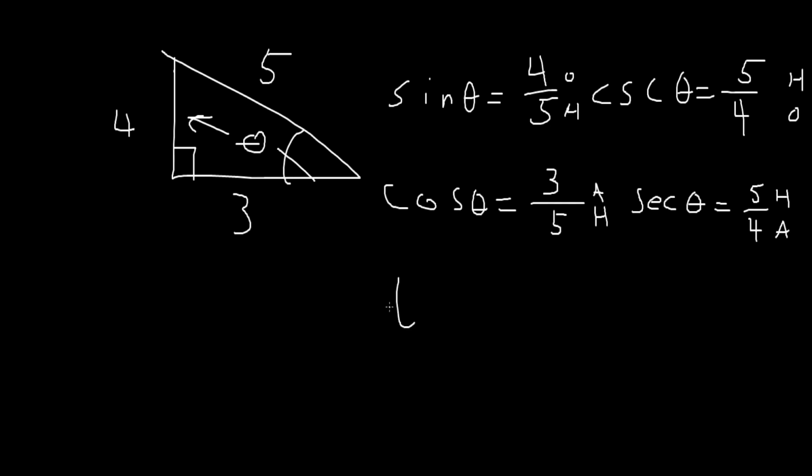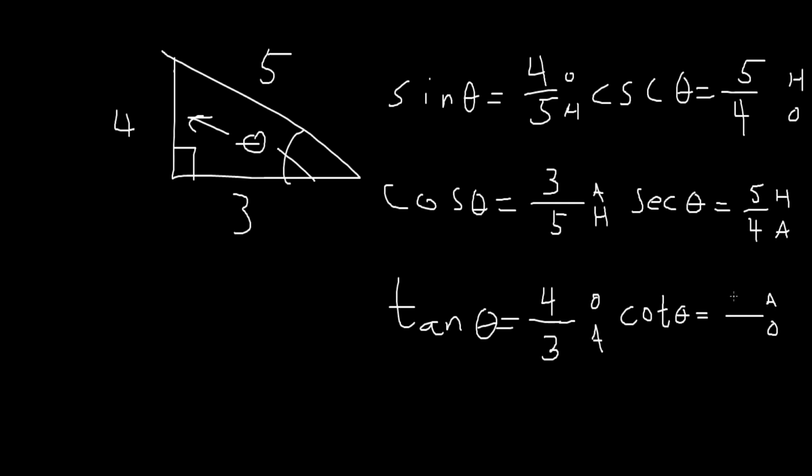And last but not least, we have tangent. So tangent, as we pointed out, is opposite over adjacent, SOHCAHTOA. This is the TOA part of SOHCAHTOA. So now we're going to put the opposite, which is 4, over the adjacent, which is 3. Then last but not least, we go ahead and do cotangent of theta. And cotangent is just tangent upside down. So instead of opposite over adjacent, we have adjacent over opposite. So that means we're going to have 3/4.